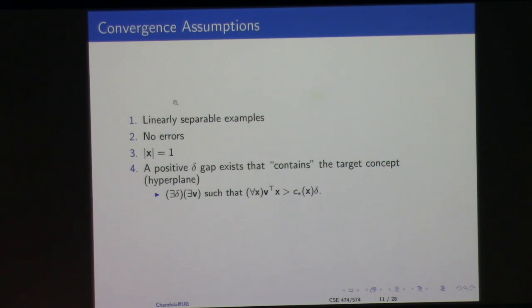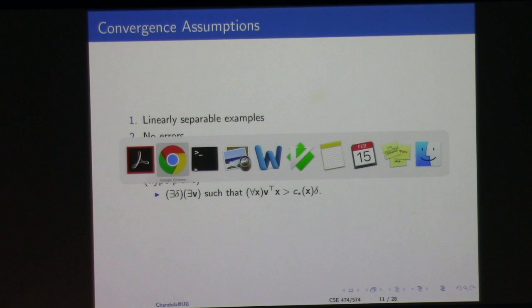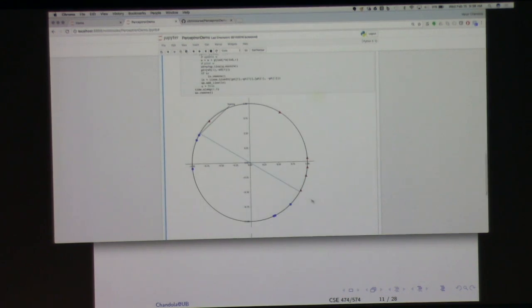But if there is a line, then there is another assumption, that there shouldn't be any error in the data. The other thing is that we assume the data lies on a circle. This is just to make the analysis possible, otherwise it's very hard to analyze. Another assumption is that there is some positive gap between the positive and negative examples. It shouldn't be that this blue and this red are very close to each other. If that happens, it will take longer to learn the line. But if there's a clear separation, then you can learn a line more easily.